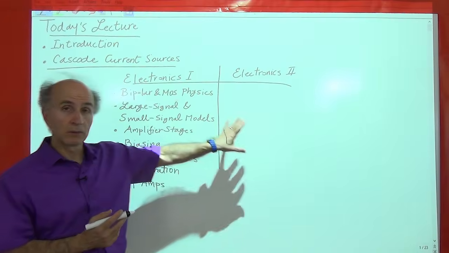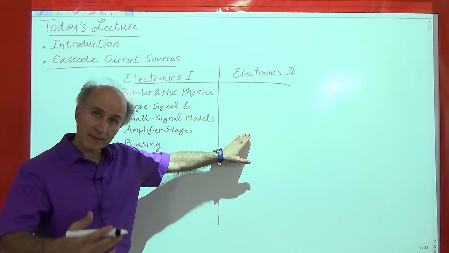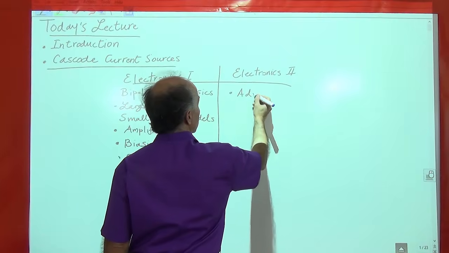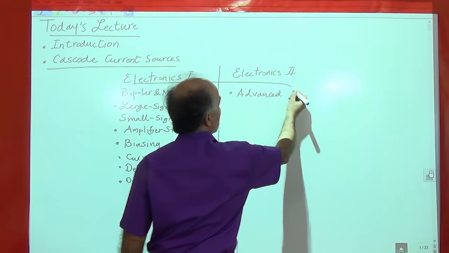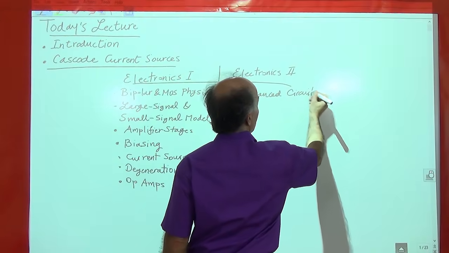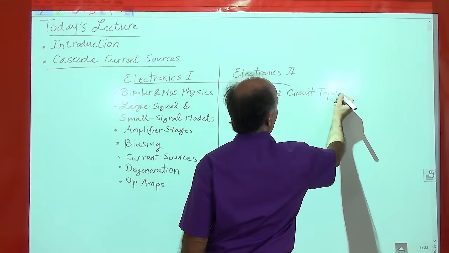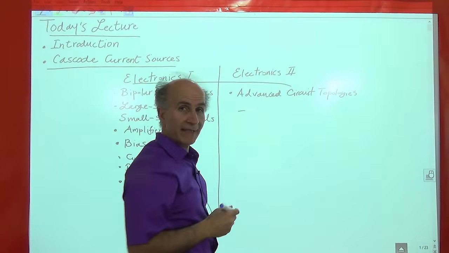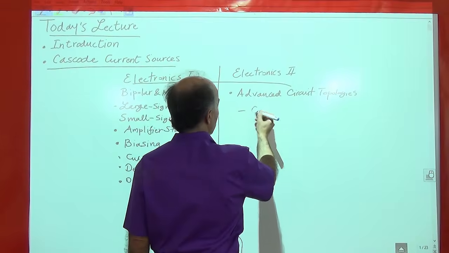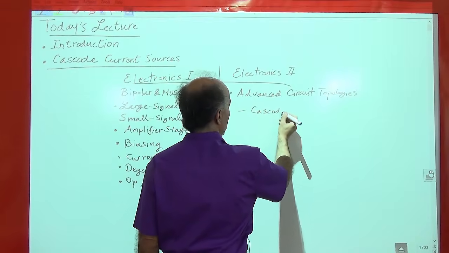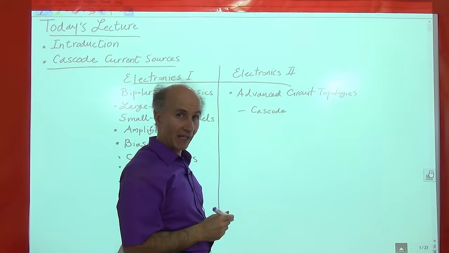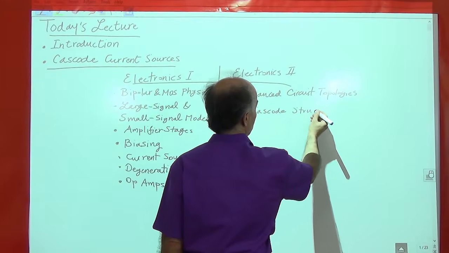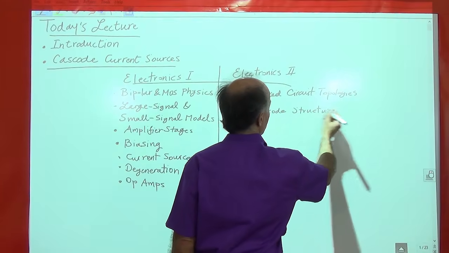Now, in Electronics 2, we will introduce some more advanced circuit topologies. So first, that's what we will do. So advanced circuit topologies. And in particular, we will talk about the cascode structure. So cascode, not to be confused with cascade. The cascode structure or geometry or topology, cascode structure.